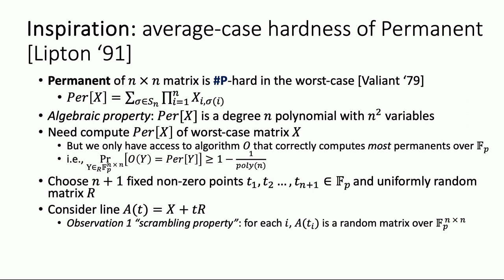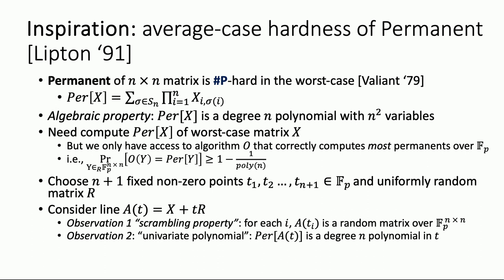Now there are two observations, and both are really simple, and when we're done with them, they'll spell out how the proof works. First, we call this the scrambling property, which is that if I look at each i individually, A of T_i is a uniformly random matrix. Why is that? It's not hard to see at all. We took a fixed matrix and shifted it by something uniformly random, so what we get out is uniformly random. Globally the points are correlated, because they all involve X, but if I look at each one individually, they're uniformly random. So they're random but correlated points.